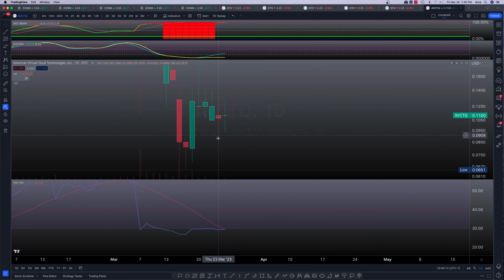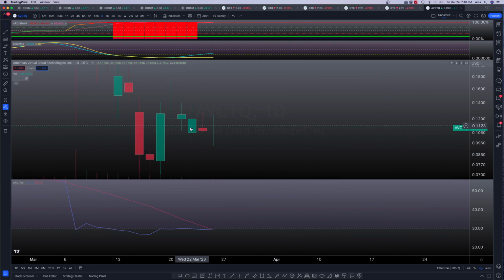And also notice here the daily time frame. This is one huge indecision candle, which is a spinning top doji, right?